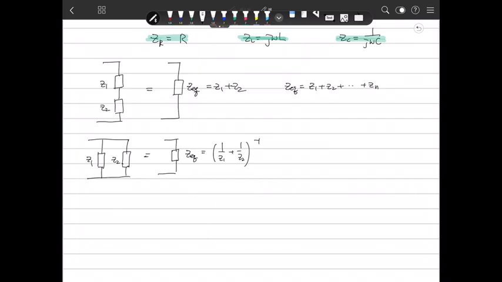So if you express the admittance as the inverse of the impedance, admittance Y1 is 1 over Z1 and Y2 is 1 over Z2. Then Y_EQ is Y1 plus Y2. When you express it in admittance, in the parallel case the admittance is the sum of each admittance.